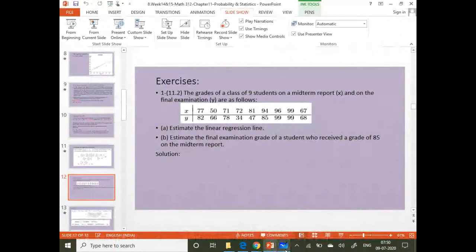See what we have to find here. Estimate the linear regression line. So we are going to draw the linear regression line. We are not drawing, we will find the equation of the line. Estimate the final approximation.